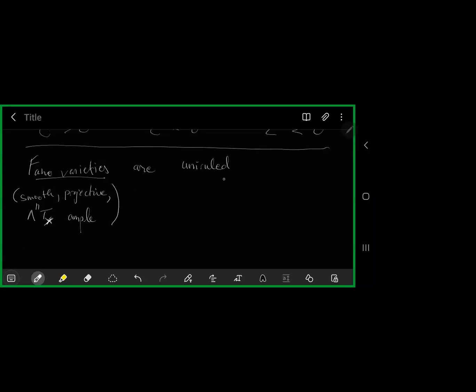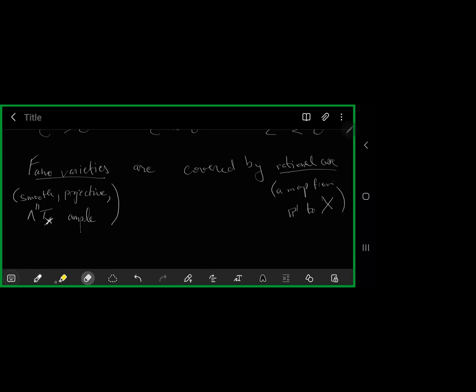Then what is uniruled? I'll actually just say are covered by rational curves. And what's a rational curve? A rational curve is a map from P1 to our X, to our Fano variety, to our variety X. Okay, X stands for our variety. All right.